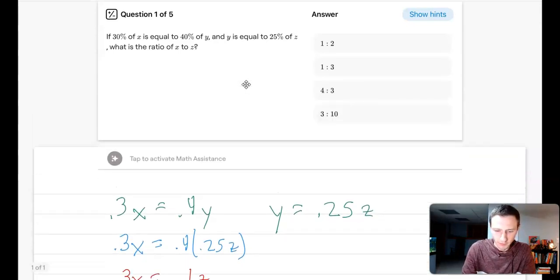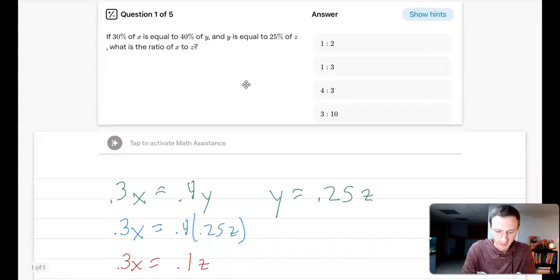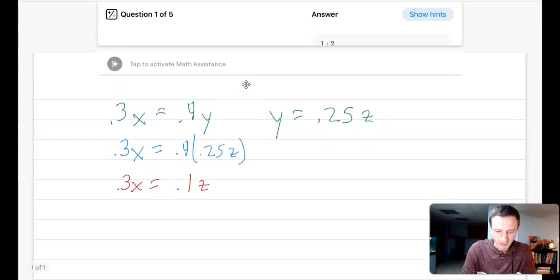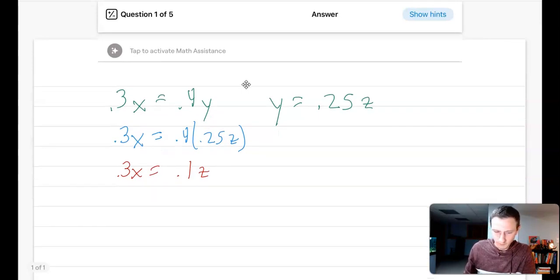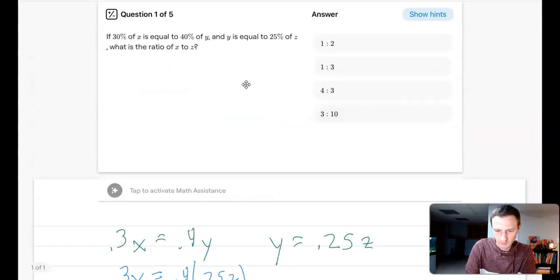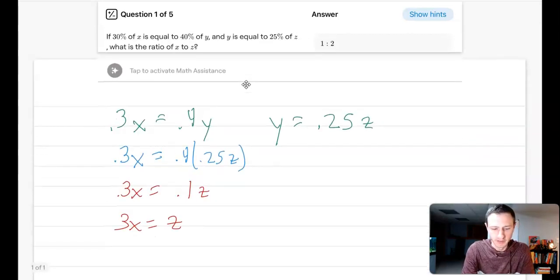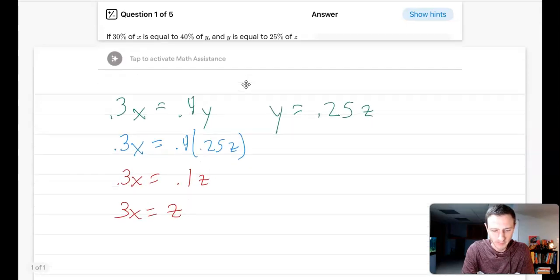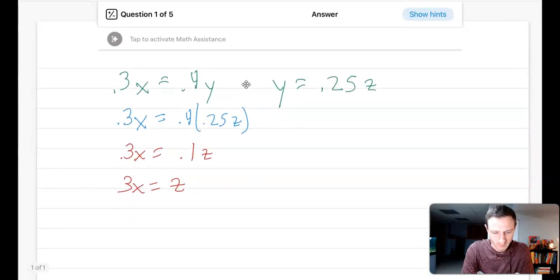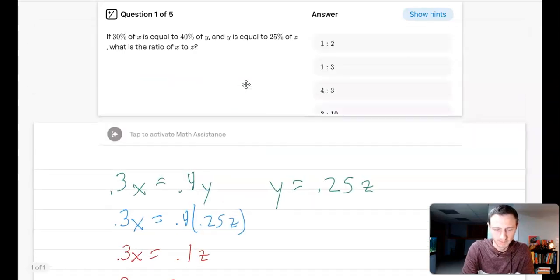Let's check out our answers here. 1 to 2, 1 to 3, 4 to 3, 3 to 10. So we want to drop this down. If I divide by 0.1, it's going to be 3x equal to z. And we want x to z, so that would be 1 to 3.